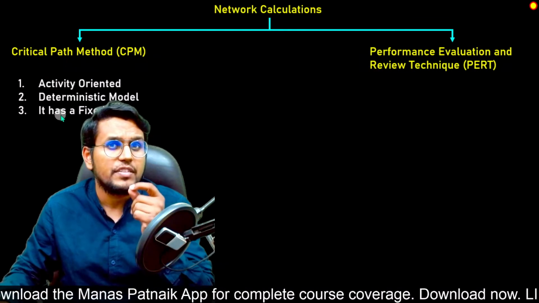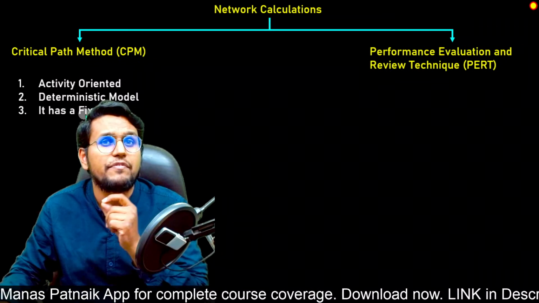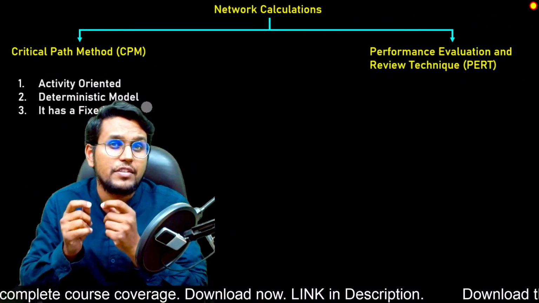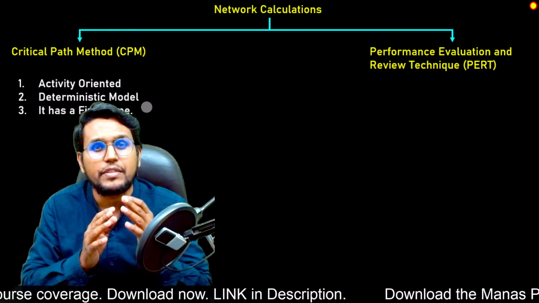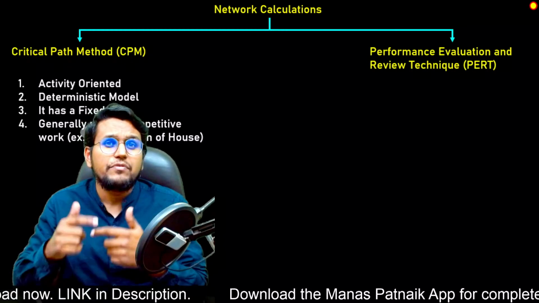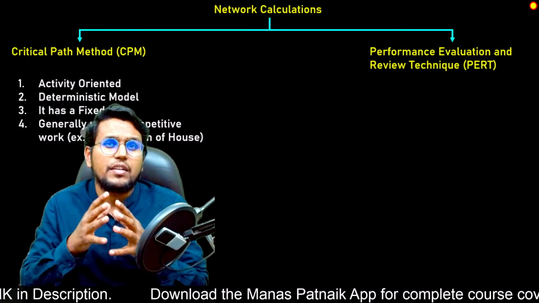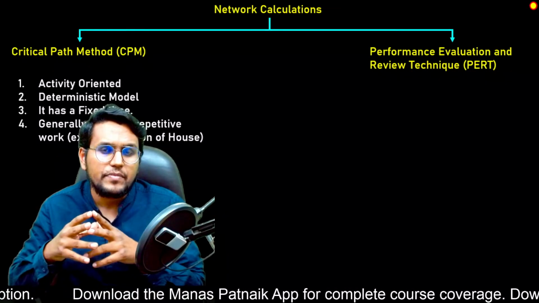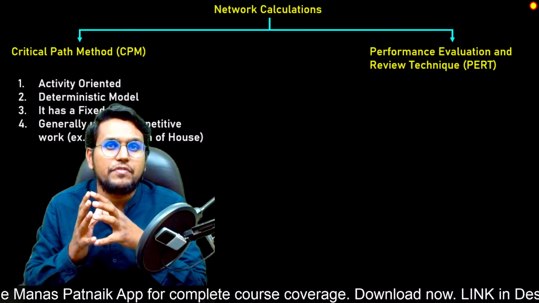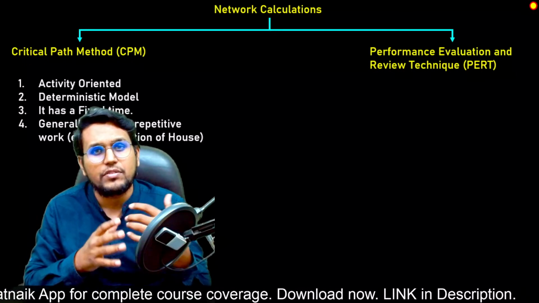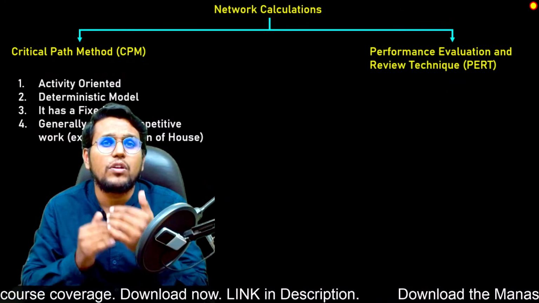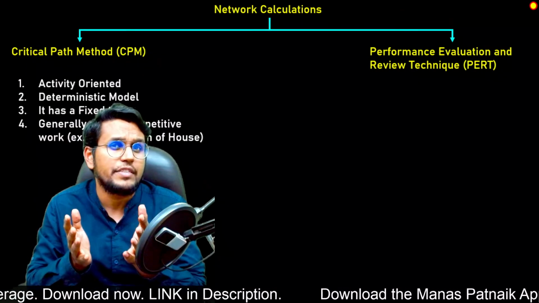And as we have discussed just now, it has a fixed time. That means there is not much variation, not much uncertainty when the activities are taking place. It is generally used for repetitive works. Repetitive works means works that are done more frequently. Suppose the construction of a house. We generally do construction in summers or winters, and the process of construction is almost repetitive when there is no uncertainty.